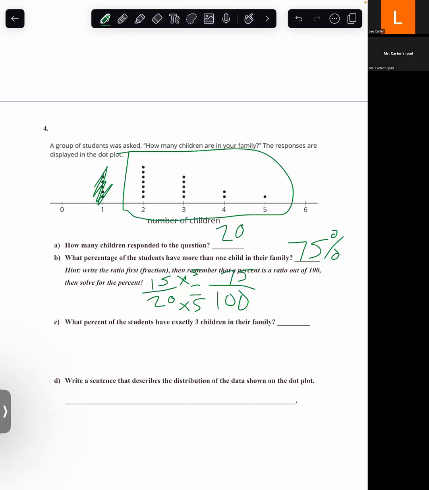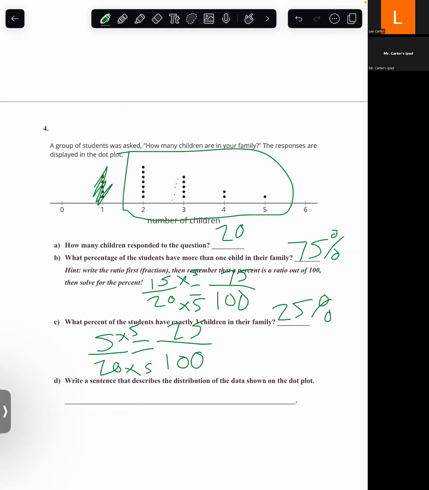And then what percent of the students have exactly 3 children in their family? It says 1, 2, 3, 4, 5. 5 out of the 20. So again, it's going to be times 5. So that's going to be 25 out of 100, which is 25%.